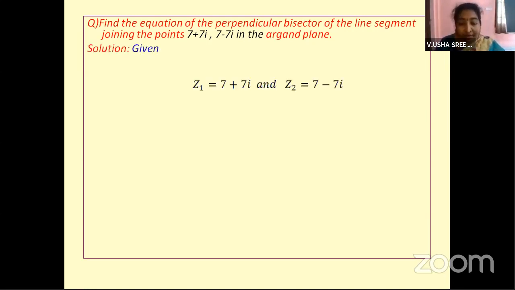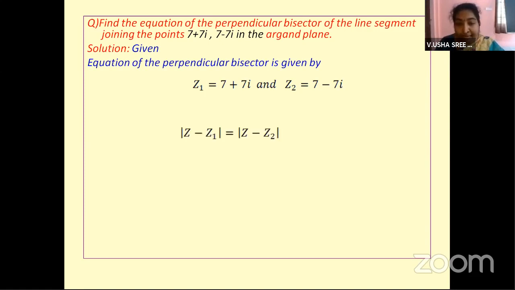You are given that equation of the perpendicular bisector. It will be given by mod of Z minus Z1 is equal to mod of Z minus Z2, and you have two values Z1 and Z2 given as 7 plus 7i and 7 minus 7i. We will just substitute in the place of Z1 and Z2, children.